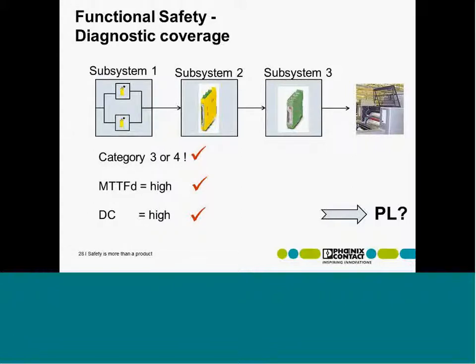You'll find a table inside the standard in which different measures are defined. In our case, we select a plausibility check, which gives us a high diagnostic coverage. The percentage is 99%, but in words, it's high diagnostic coverage. So now we have the 3 relevant parameters. We have selected category 3 or 4. We do not need to know it in detail; you will see it on the next slide. We have selected a high MTTF, and we have also selected high diagnostic coverage. The next slide shows what performance level we will be able to achieve with that.